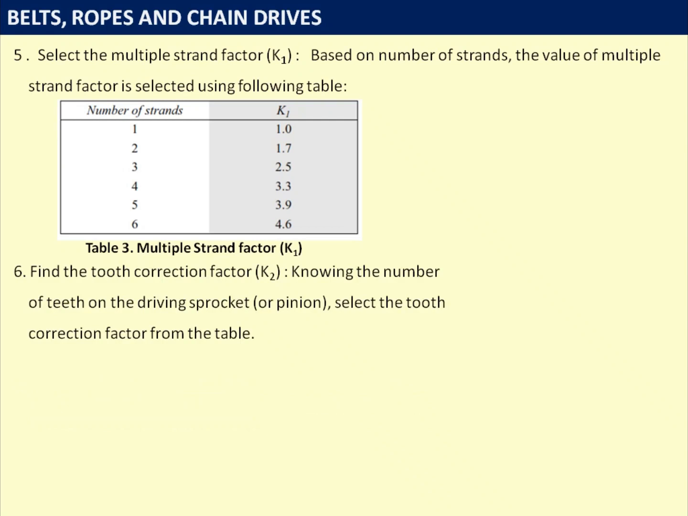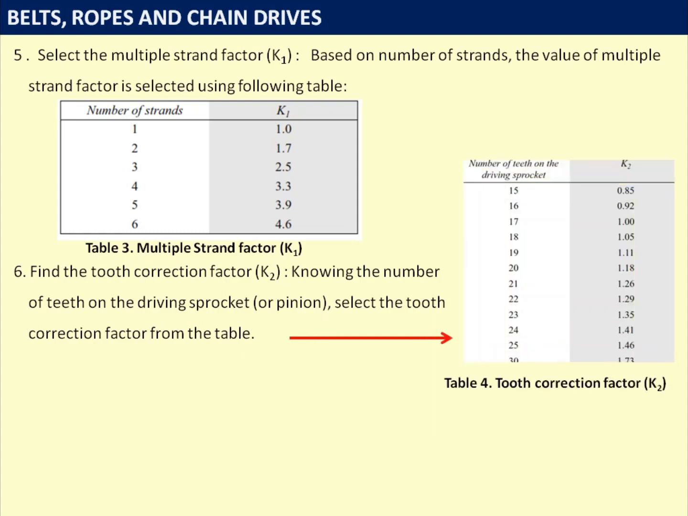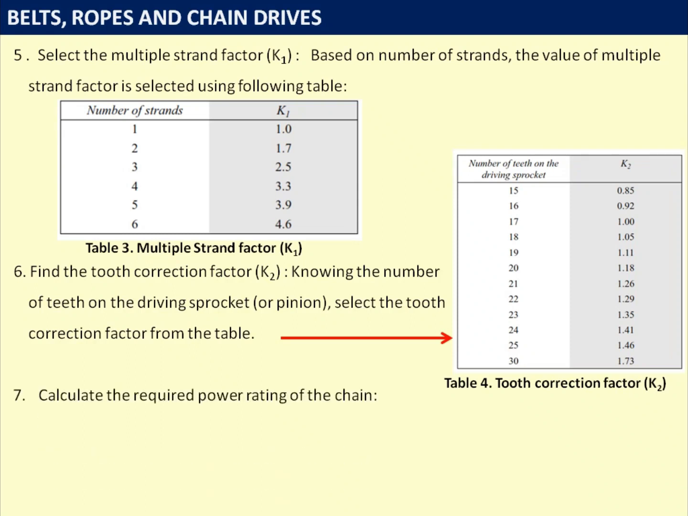The sixth step is to find the tooth correction factor K2. Knowing the number of teeth on the driving sprocket or pinion, select the tooth correction factor from the table. This table lists the number of teeth on the driving sprocket against the tooth correction factor. Using this table you can select K2.